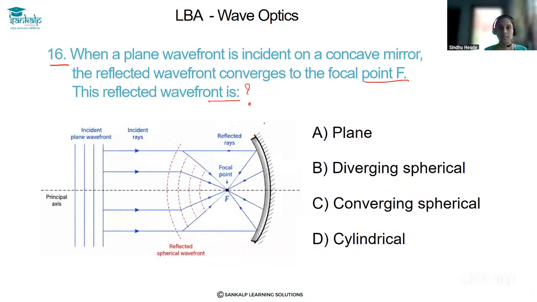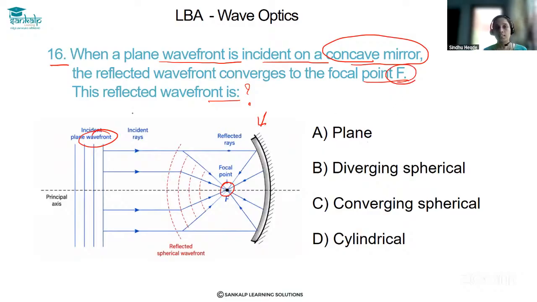Look at this image. When a wavefront is incident on a concave mirror, here is the wavefront which is going to be incident on a concave mirror. After reflection, this wavefront converges at a single point. That point is called focal point F. This reflected wavefront is in the shape of what? That is the question. Here, the incident plane is the wavefront.